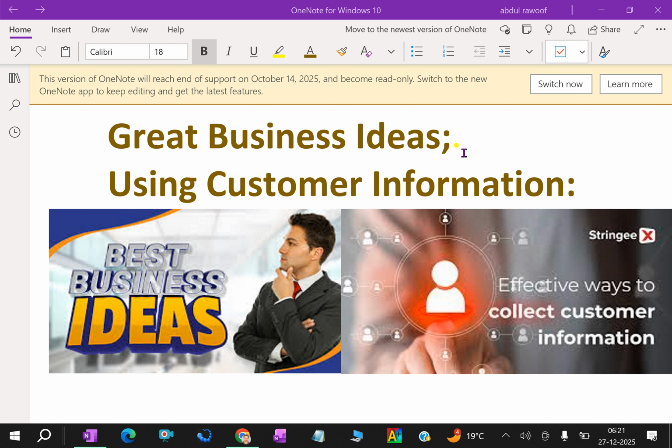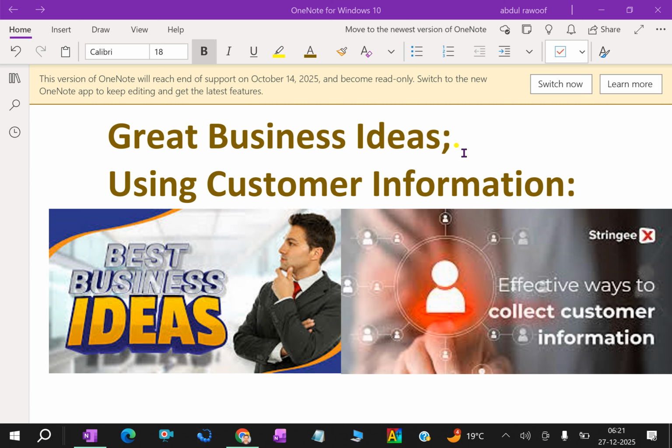Transactional data. This includes purchases, subscriptions, and payments, which helps you track revenue, spending, and customer value. Attitudinal data. It includes feedback, reviews, and opinions of customers towards a brand, product, or service. It measures satisfaction and customer experience.